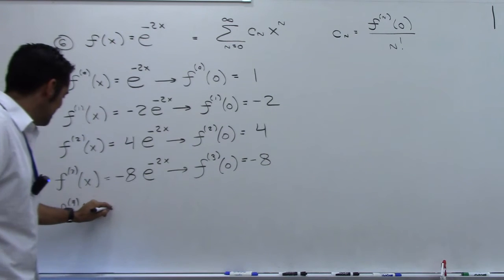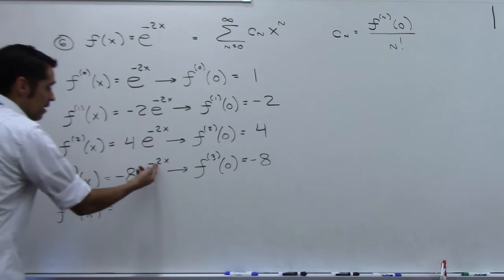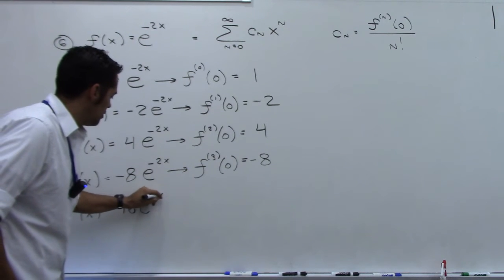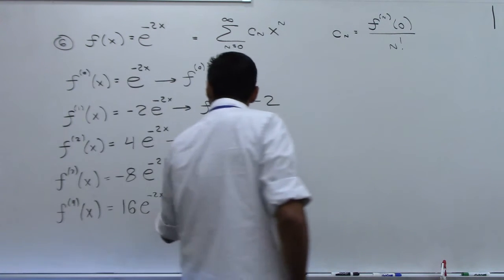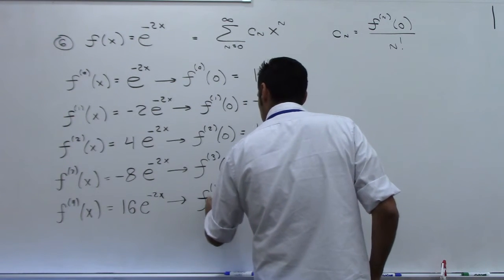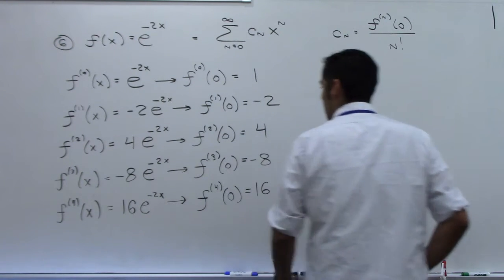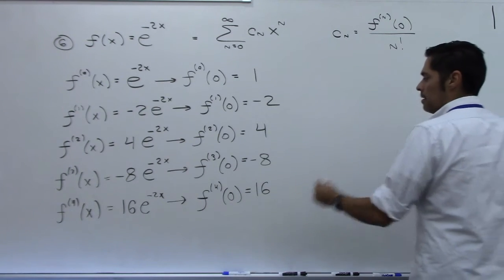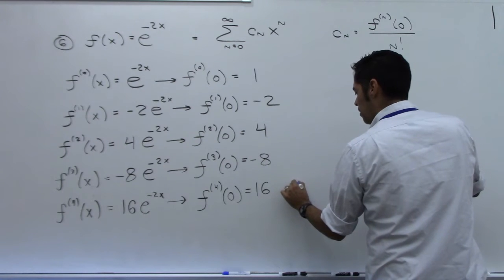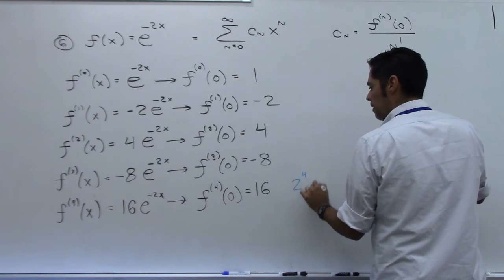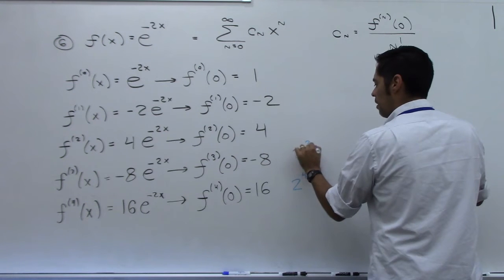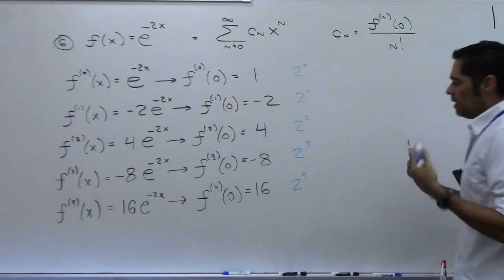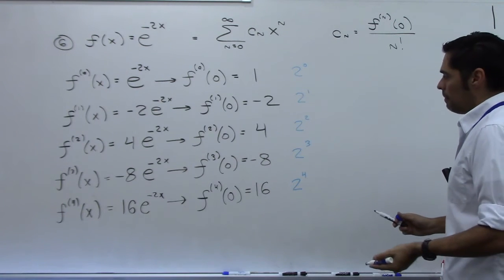Yes. That'd suck. Fourth derivative, I get another negative 2 that comes out, so that'll be 16 e to the negative 2x. If I plug into the fourth derivative 0, I get positive 16. So what I'm looking for is a pattern in these, and I think I see it. These are all powers of 2. This is 2 to the fourth. This is 2 to the third. This is 2 squared. This is 2 to the first. This is 2 to the 0. But it's switching signs also.